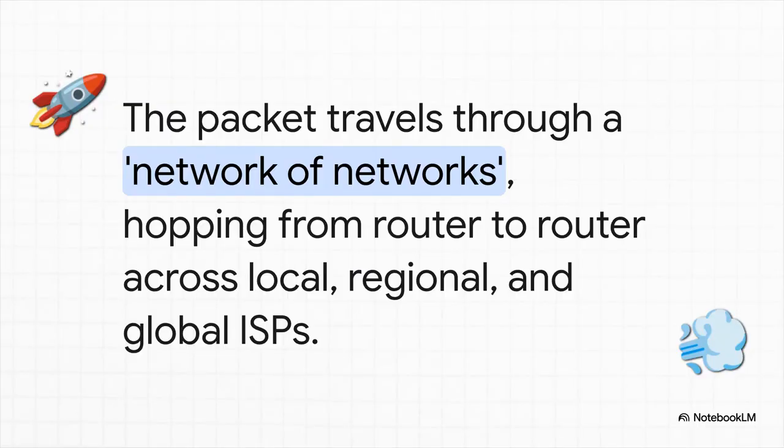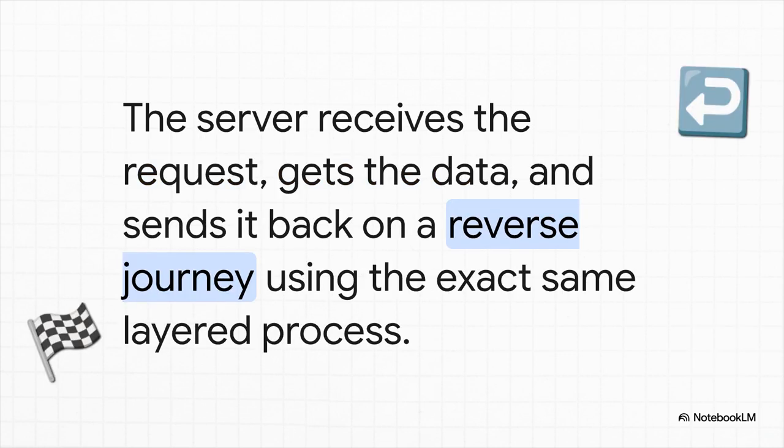Our little packet zips from your local router through your internet service provider's network and then launches onto the massive backbone of the internet, hopping between incredibly powerful routers at nearly the speed of light. Finally, after its long journey, it arrives at the destination server. The server unpackages everything, layer by layer, reads our little HTTP request, and then it does this entire process in reverse. It takes the web page data, packages it up in exactly the same way, and sends it on the return journey all the way back to you.